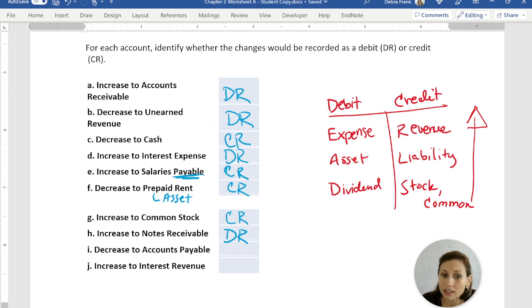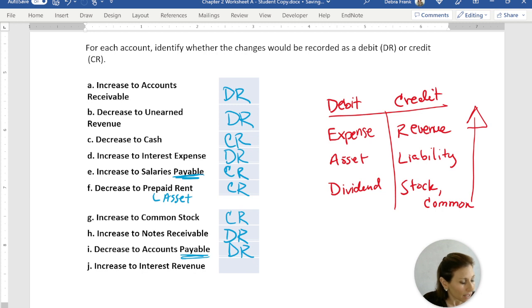Okay. Next we have a decrease in accounts payable. That was nice because it has the word payable there. And so we know that's a liability. And when it increases, it'll be on the credit side, opposite. So we have the debit side.